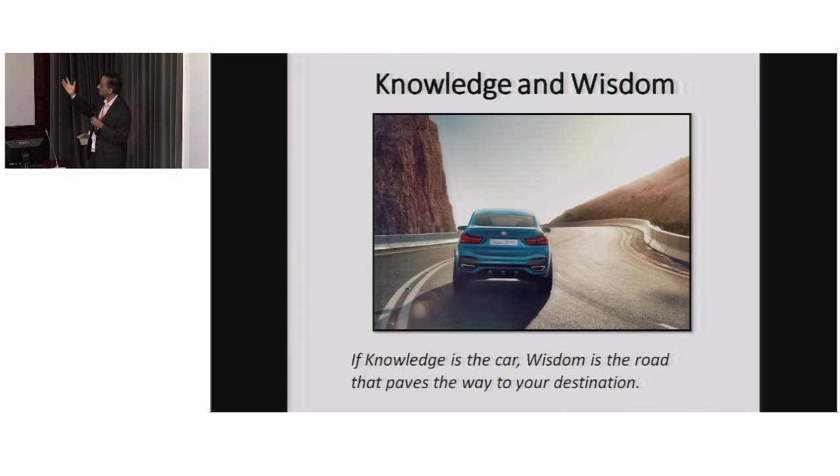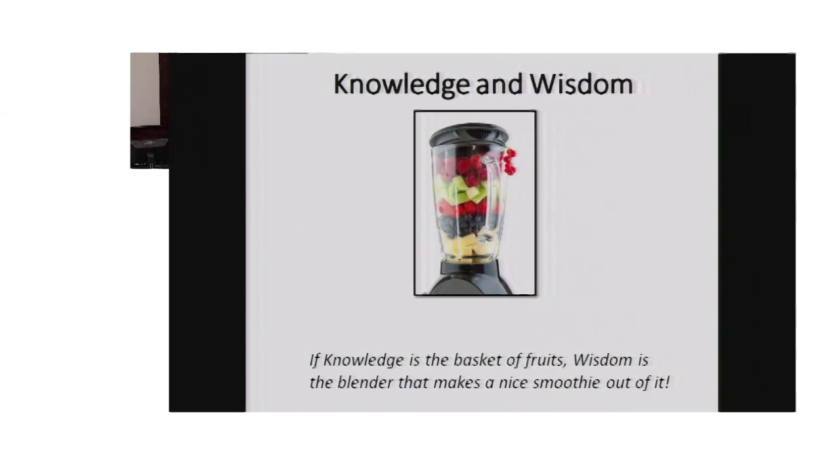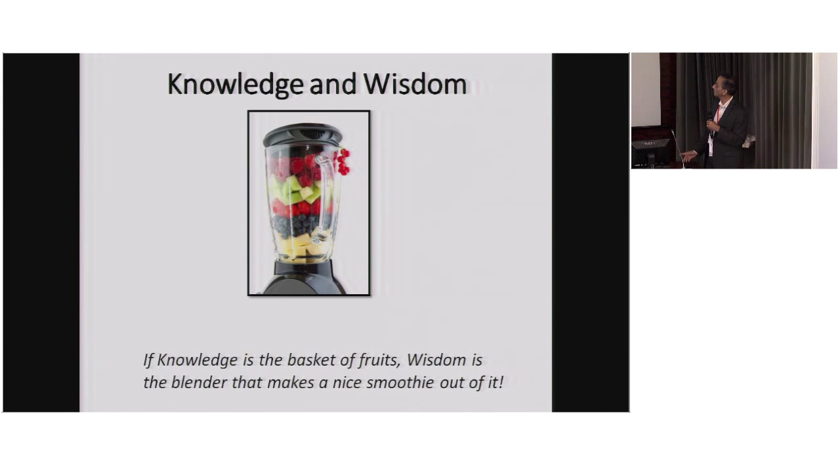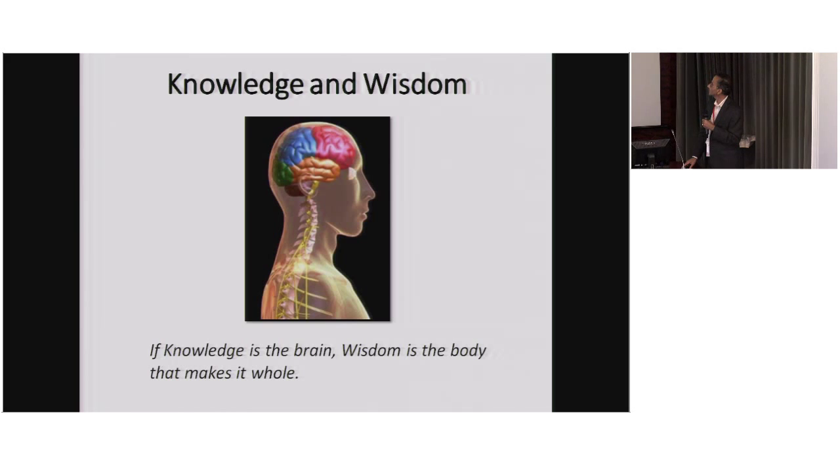So if you think about knowledge as a car, wisdom is the road that paves the way. And if you think of knowledge, this is my own analogy, as a basket of fruits, wisdom is a blender. You need some wisdom to get the final product into the shape that it wants. But if you don't have knowledge, or the basic content, then whatever wisdom you have is not going to help, because there's nothing to develop the wisdom around. And if you think of knowledge as a brain, wisdom is a body that makes it whole.